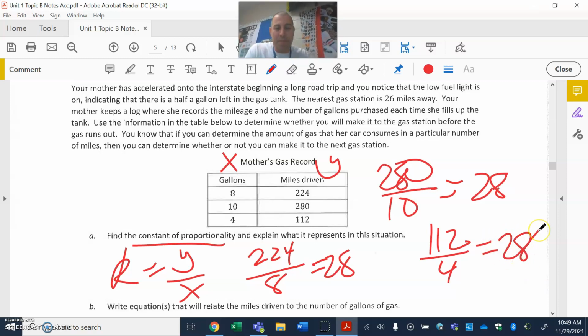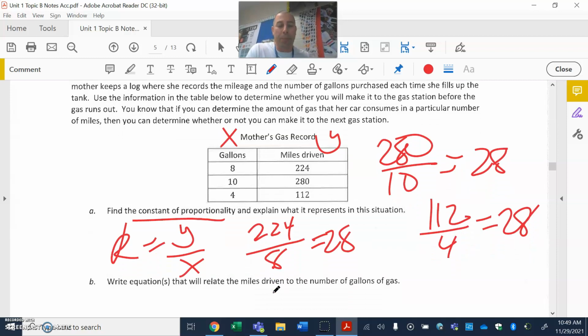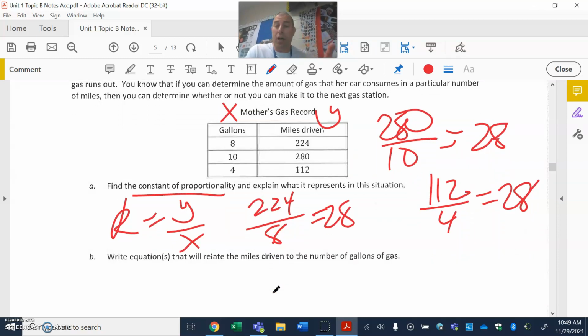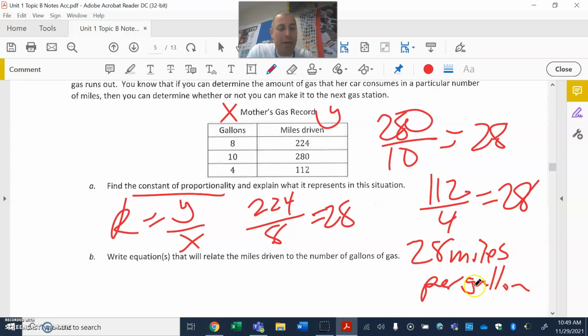The other thing I notice here is half of 224 is 112. Half of 8 is 4. So we should get the same number here. Okay, so explain what it represents in this situation. We're not talking about clowns. We're not talking about penguins on an iceberg. We're talking that we can get 28 miles per gallon. And again, per meaning for 1, which is our unit rate, which is why we're choosing to use our constant. So write our equation that will relate them. There's only one equation: y equals 28x.